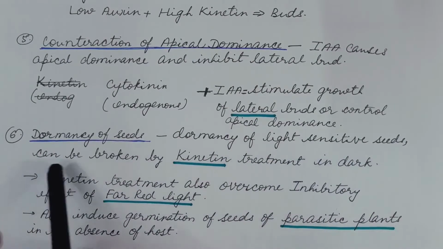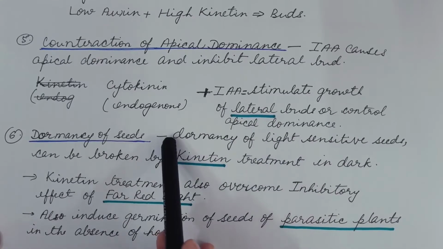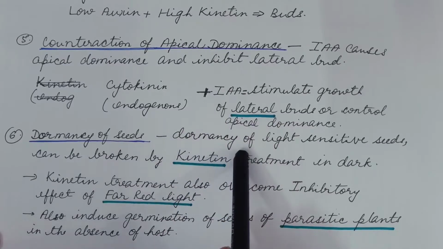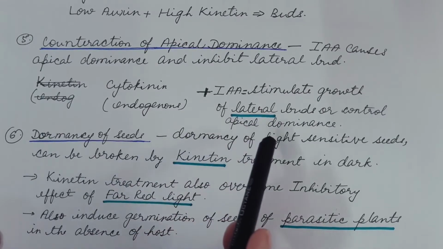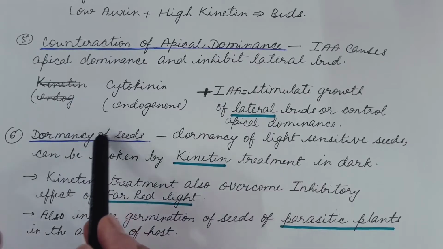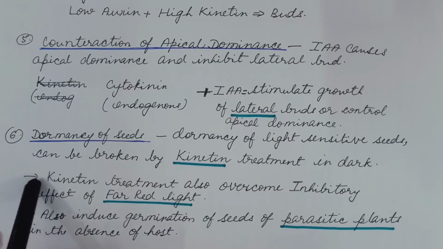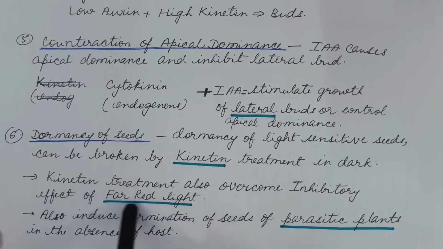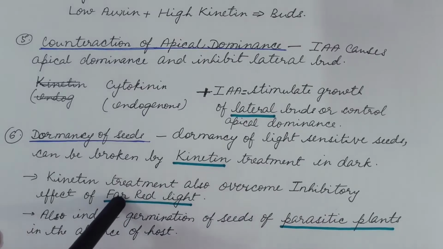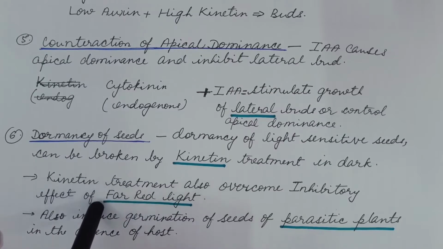Dormancy of light-sensitive seeds can be broken by kinetin treatment in dark. So, light-sensitive seeds require light for breaking the dormancy or germination. But if kinetin is added, it overcomes the requirement of light and dormancy can be broken in the presence of dark. Similarly, kinetin treatment also overcomes inhibitory effect of far red light. Far red light has inhibitory effect on seed germination, and if it is treated with kinetin, then it overcomes the inhibitory effect of far red light.